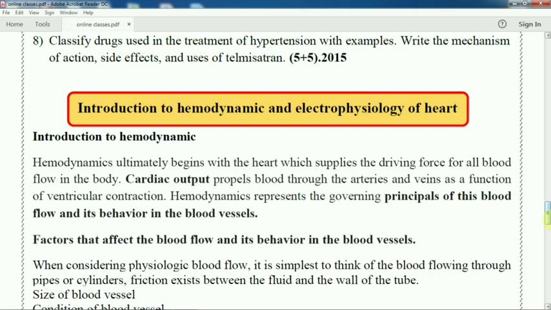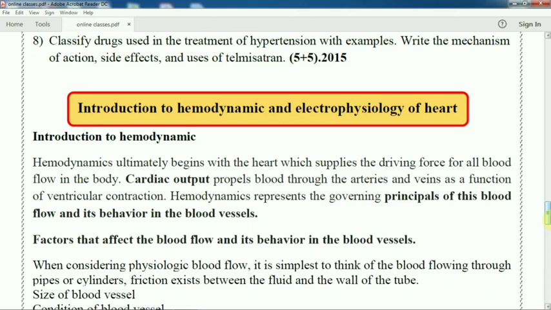How the impulse is generated from the SA node. What are the myocardial layers present? The thickest layer of the heart. So, before starting this drugs acting on the cardiovascular system, please go through the anatomy part in detail. It is easier to understand.